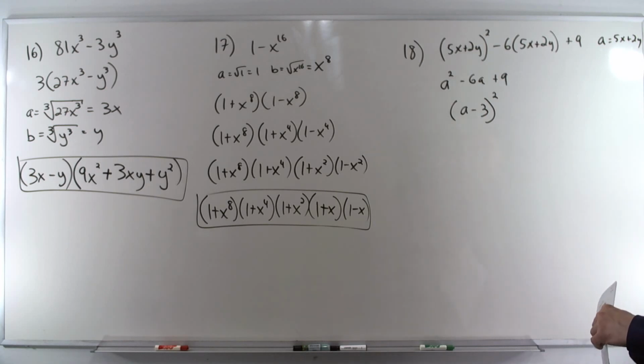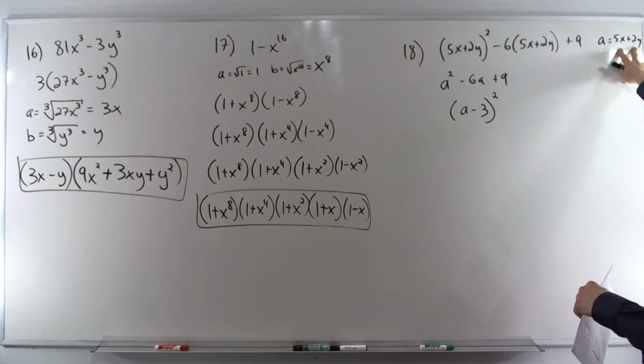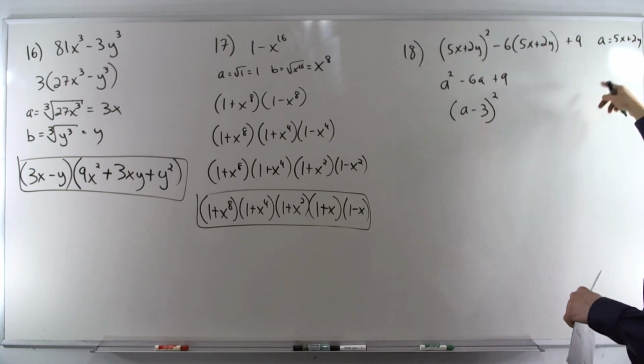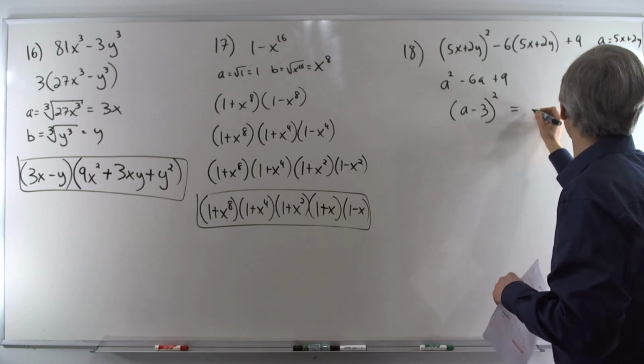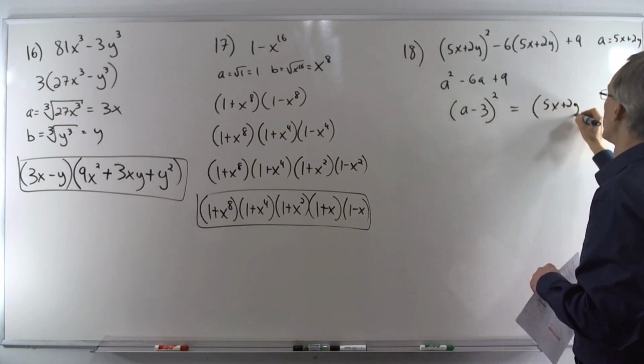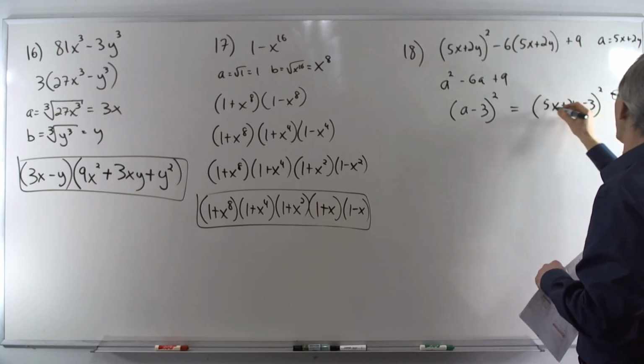Now we get to plug back in. So I'm going to plug back in 5x plus 2y for a. We only have one thing to substitute for and nothing to simplify, so that'll be our final answer: 5x plus 2y minus 3 squared.